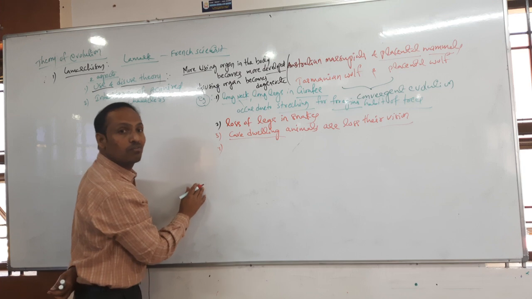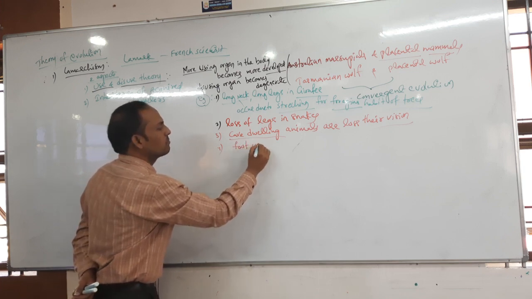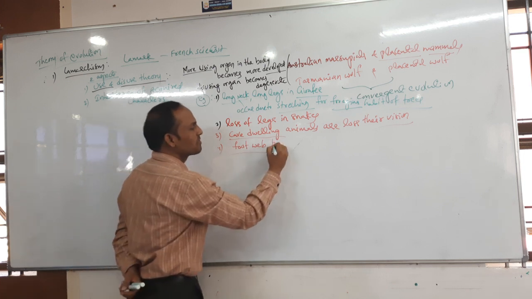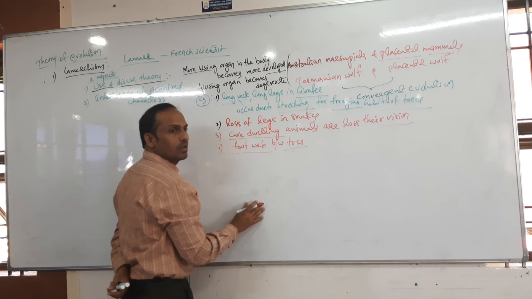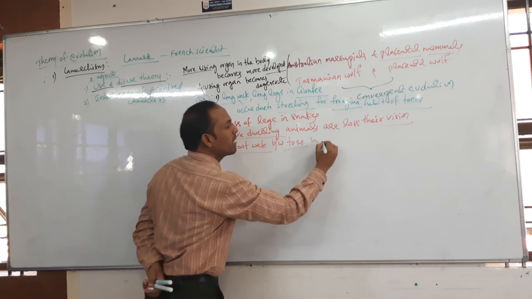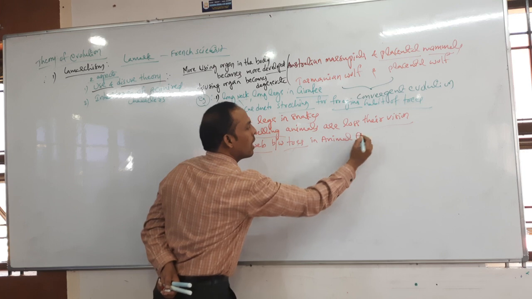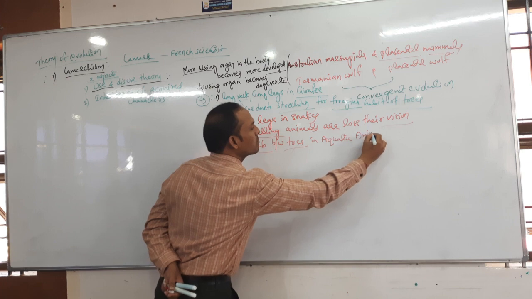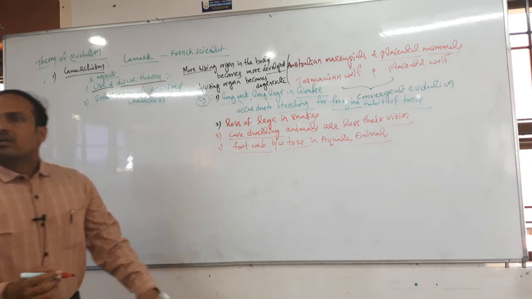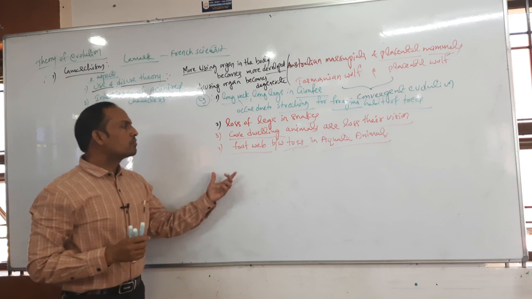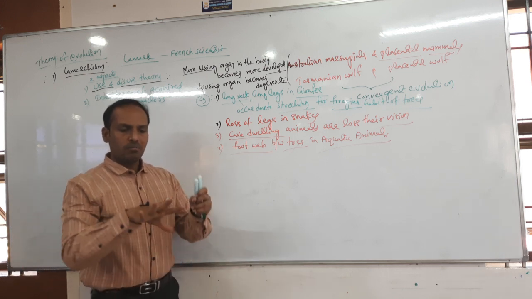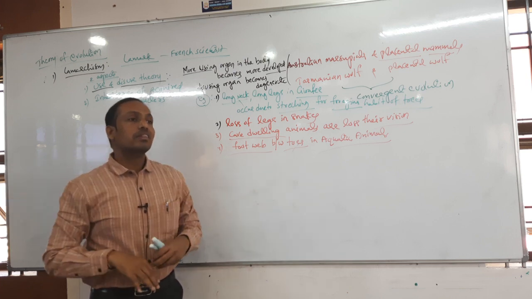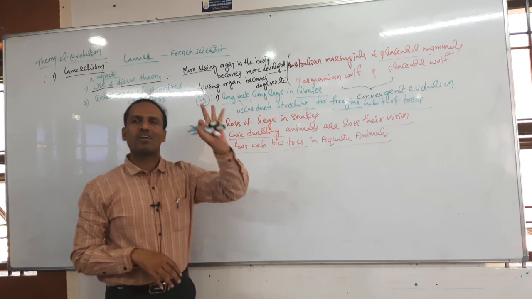And the fourth one is called foot web. Not food web, foot web, between toes in aquatic animals. Students, this is about the major reasons. So foot web, remember, between the toes some skin expansion occurs, that is called web. This web we can observe in aquatic animals. Best example, duck.